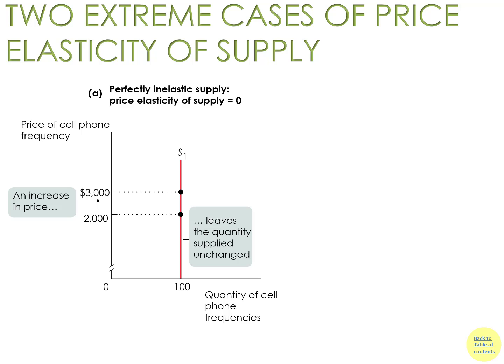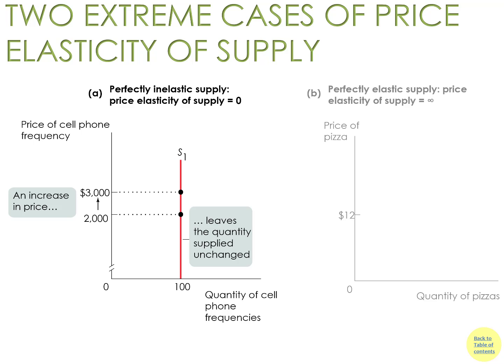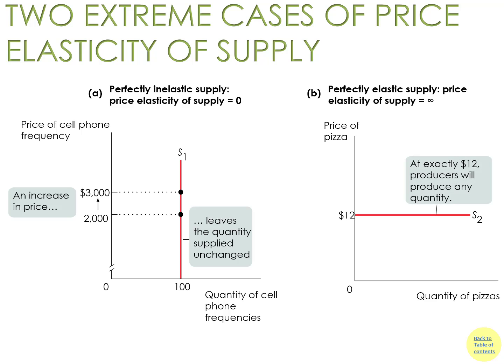So we do think about the elasticity of supply, especially in the short run versus the long run. A perfectly elastic supply curve would be one where it's flat and, again, very rare, but just to look at the opposite extreme: the price of pizza is $12. Producers will supply any quantity at that price, but they won't produce at any other price, especially a lower price.